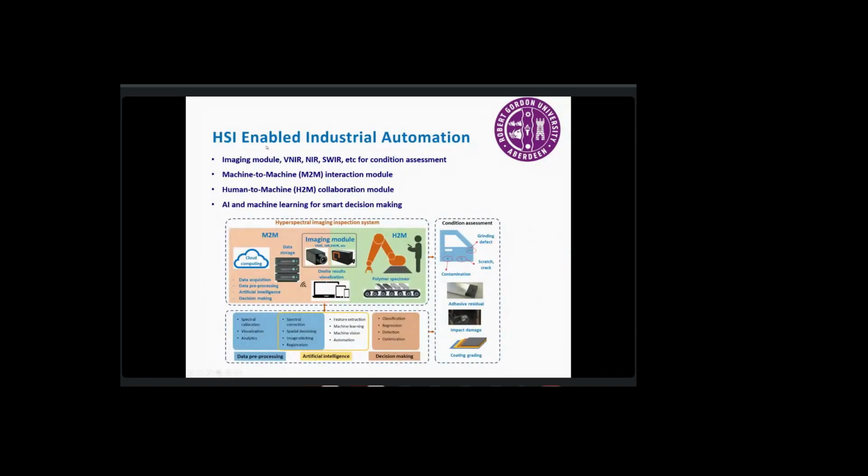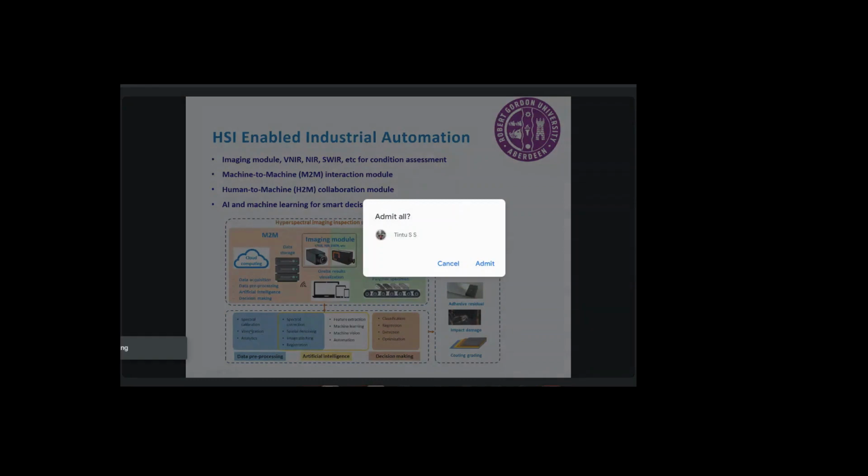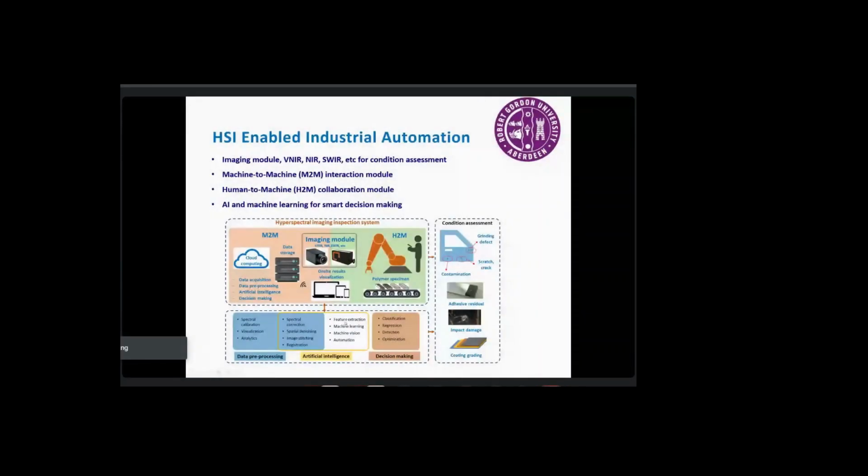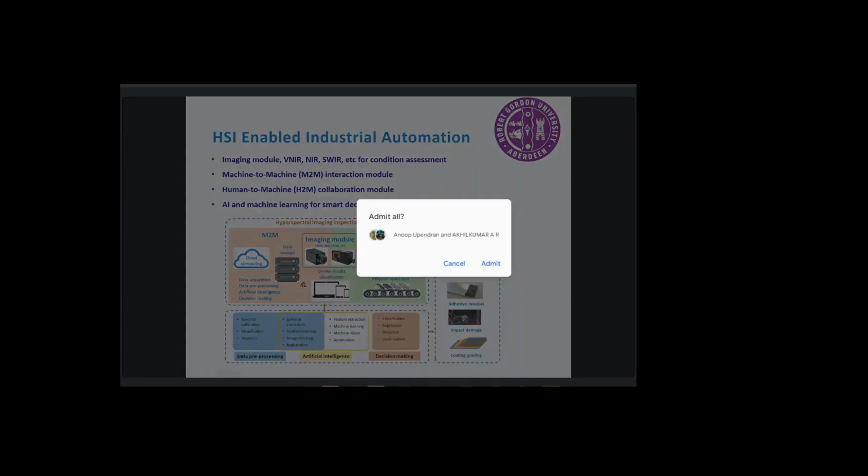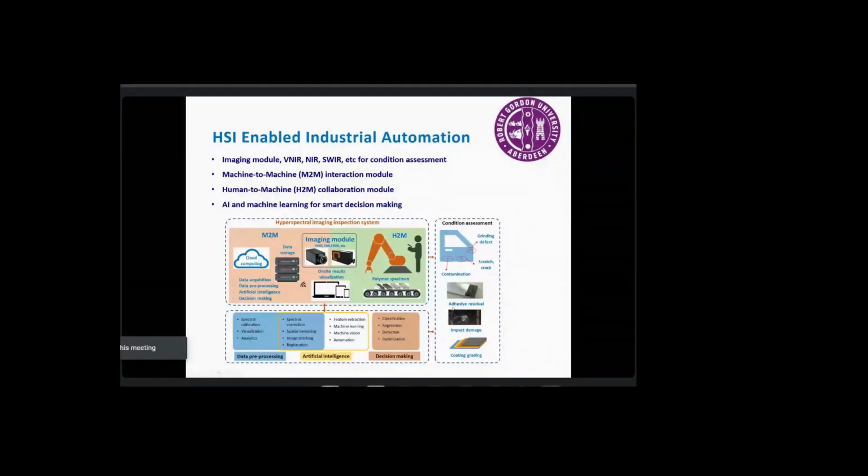And we also apply that one for industrial automation, combining the hyperspectral imaging, AI and machine learning. For that, we can do the data processing and data collection, followed by the feature extraction learning and machine vision. They can do classification and regression, for example, to detect defects, scratches, cracks, contamination, and also adhesive residuals, impact damage, or coating gradient on the fiber materials. It can be glass fiber or composite fiber material.